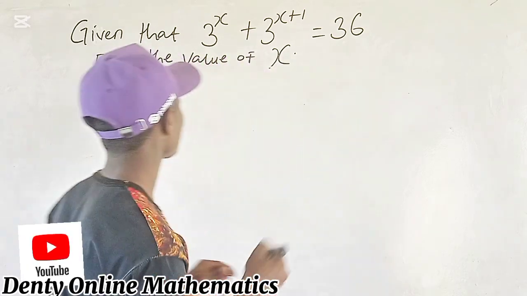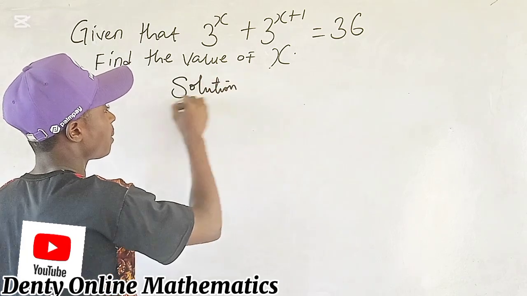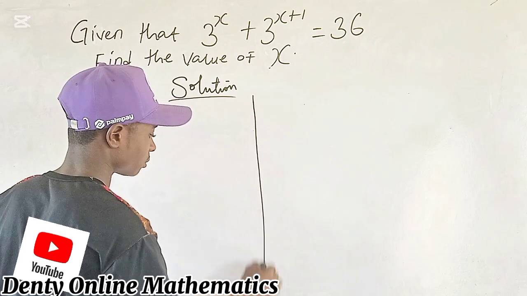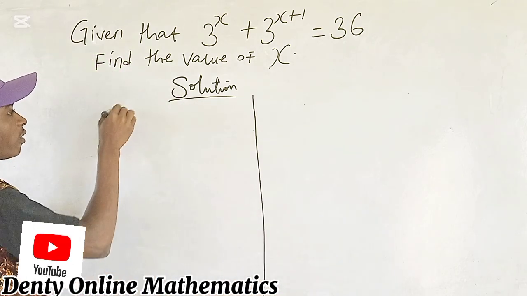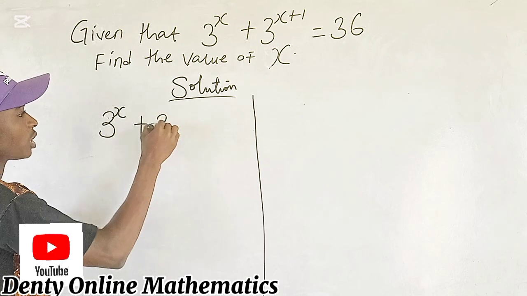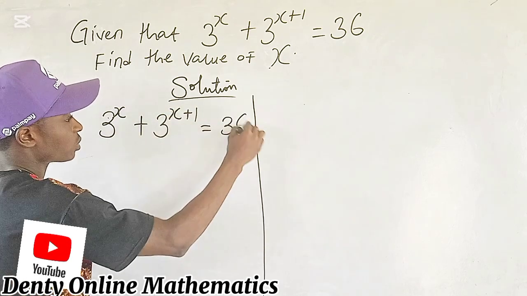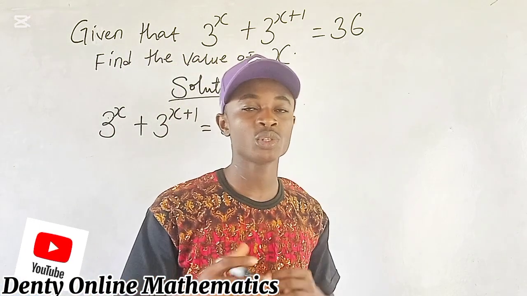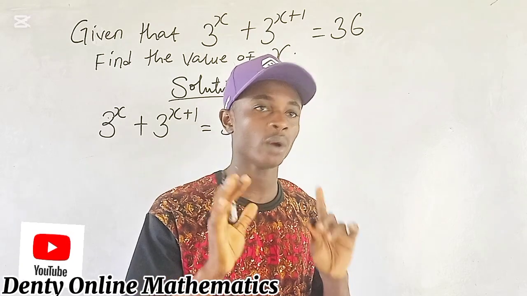Now let's start. Here's the solution to this problem. For clarity's sake, I'll divide the board. Now what I have is 3 raised to the power of x plus 3 raised to the power of x plus 1. All of this is equal to 36. Now I'm going to explain this using the laws of indices so we can catch it very well.